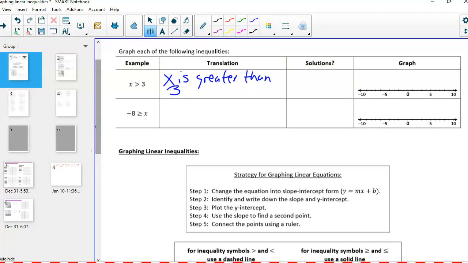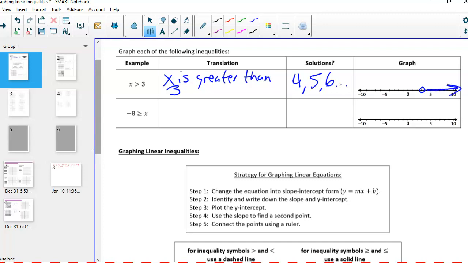What numbers would be solutions to this? An infinite amount of numbers, anything greater than 3, like 4, 5, 6, keep going, 7, 8, 9. Would this be an open or a closed circle? Open, at 3. Would this go to the right or to the left? To the right.